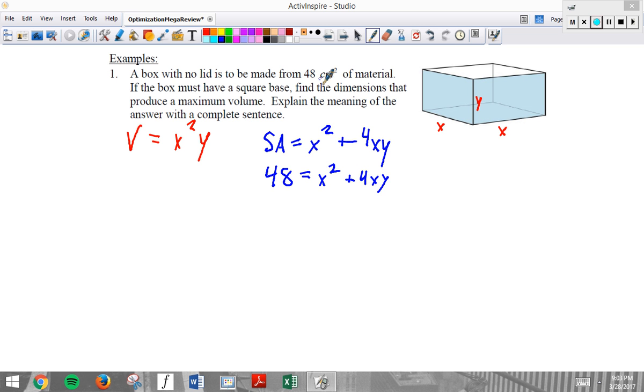How do I know that was surface area? Because it's centimeters squared. No top is very important. That's why it's only 1x squared. So I want to solve this for y.